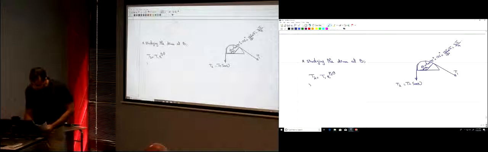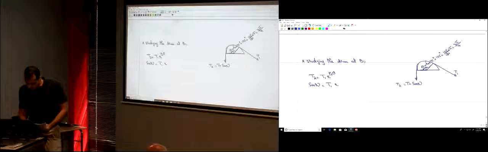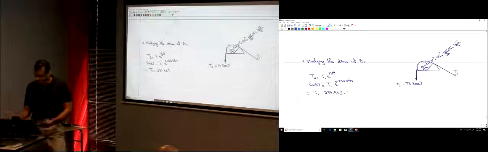T2 is 500 newtons. It's equal to T1, I don't know how much is T1, multiplied by e power mu theta. How much is mu? 0.25 multiplied by theta. How much is theta? 3 pi divided by 4. So from this equation I can find the force T1. Okay? So T1 is 277.4 newtons. Okay?